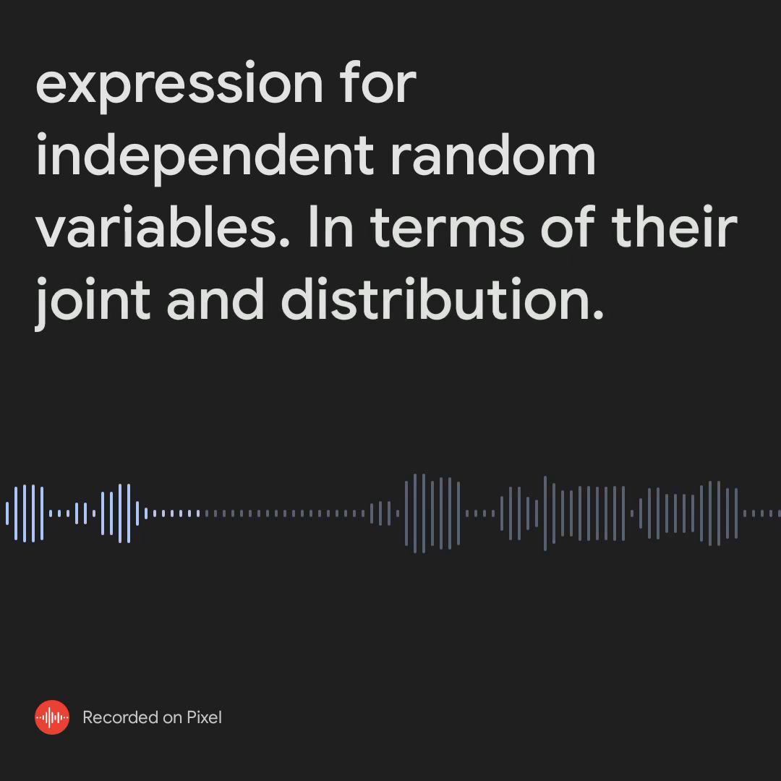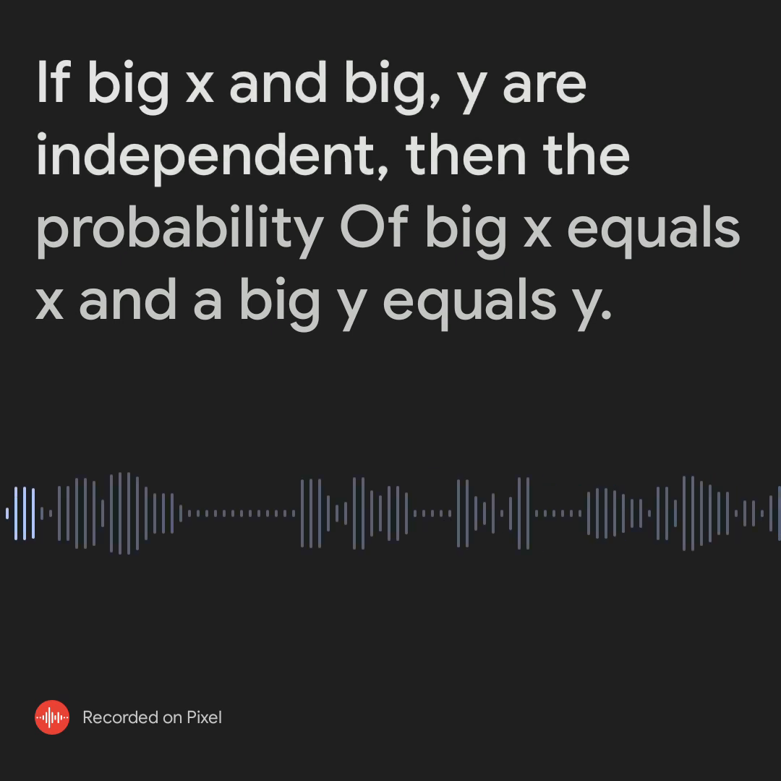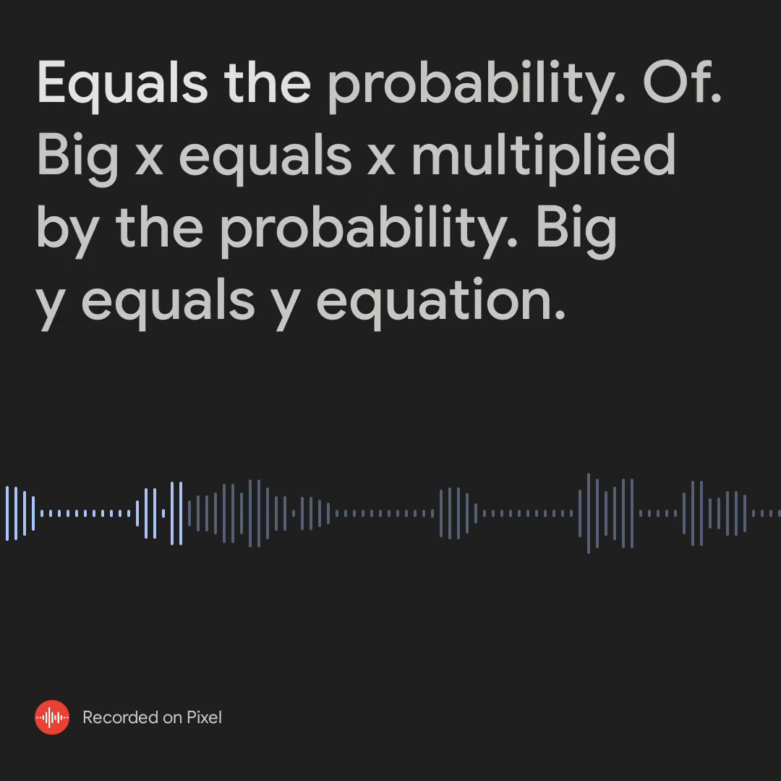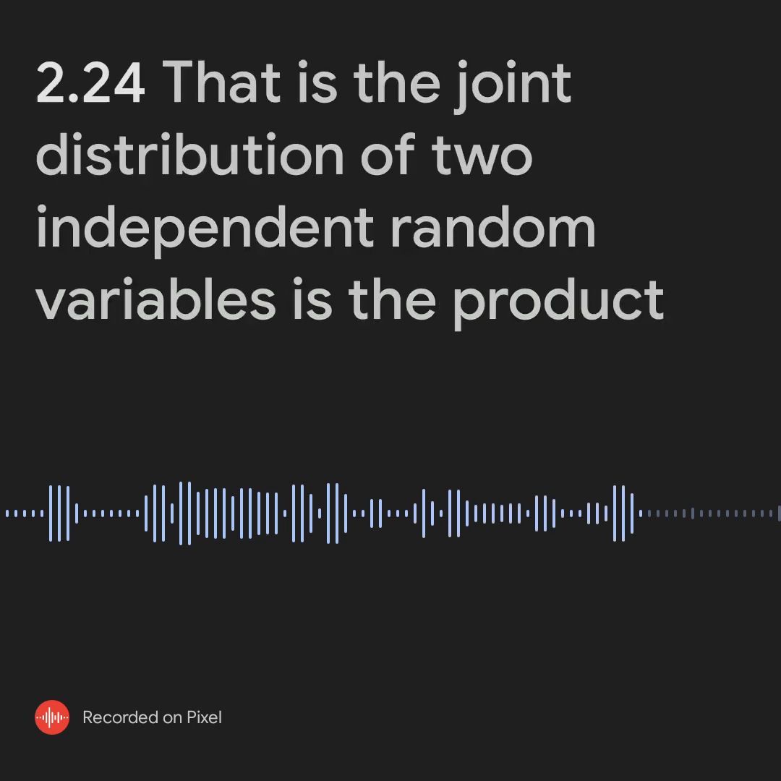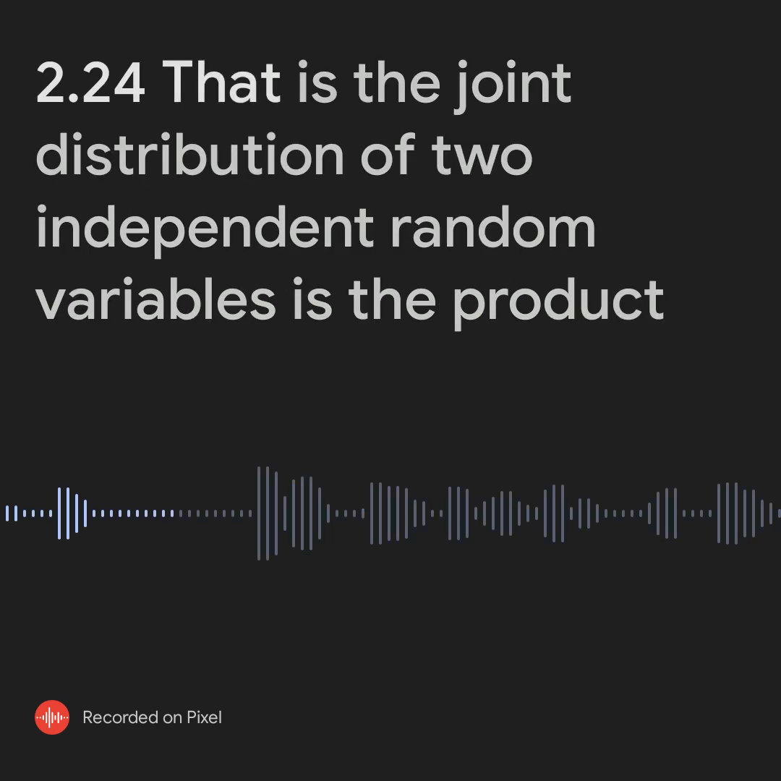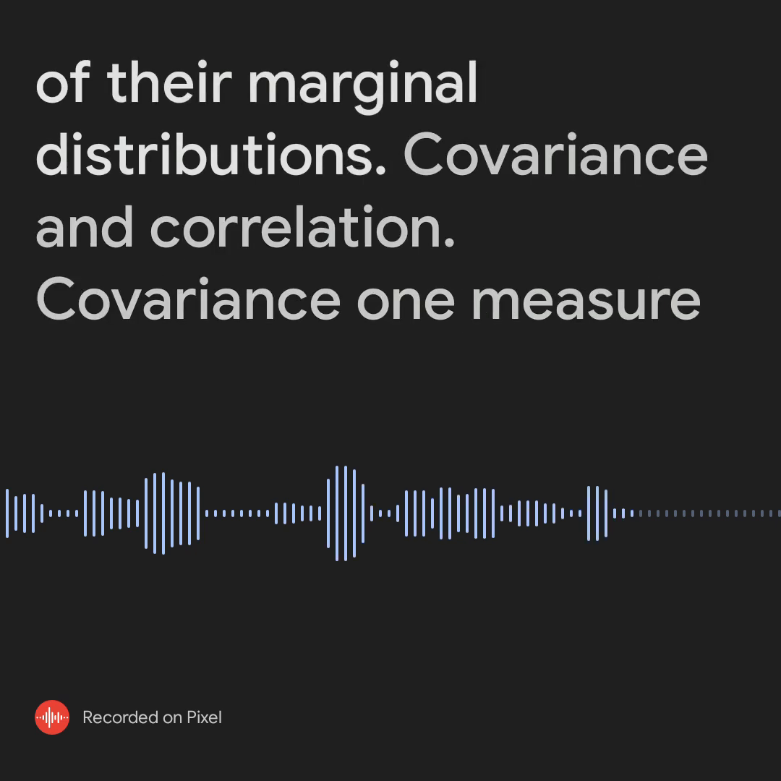If big X and big Y are independent, then the probability that big X equals X and big Y equals Y equals the probability that big X equals X multiplied by the probability that big Y equals Y, equation 2.24. That is, the joint distribution of two independent random variables is the product of their marginal distributions.